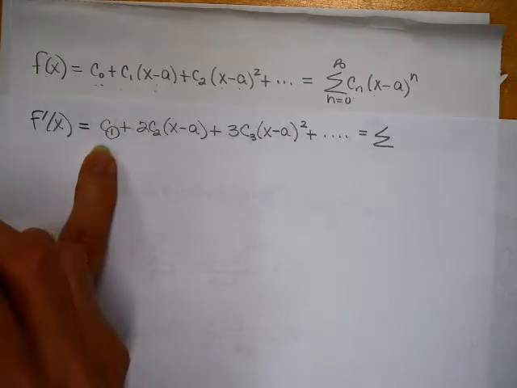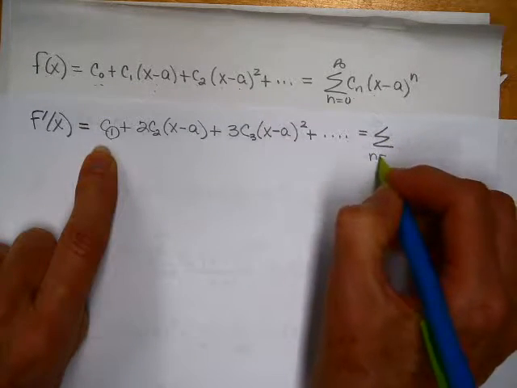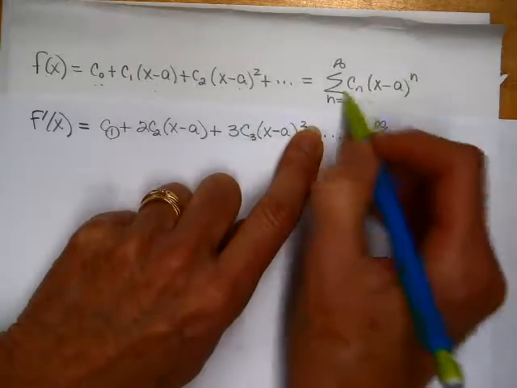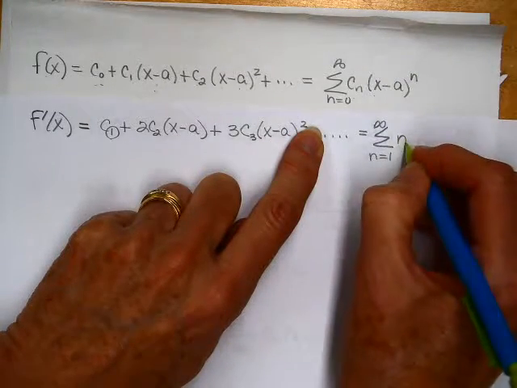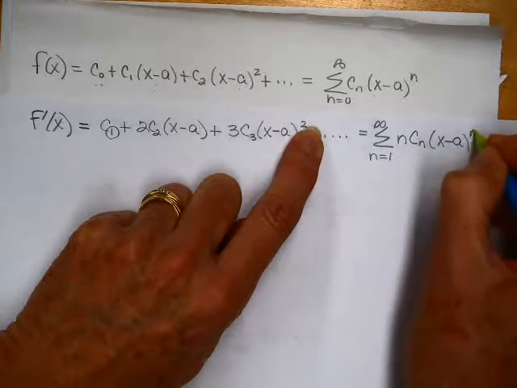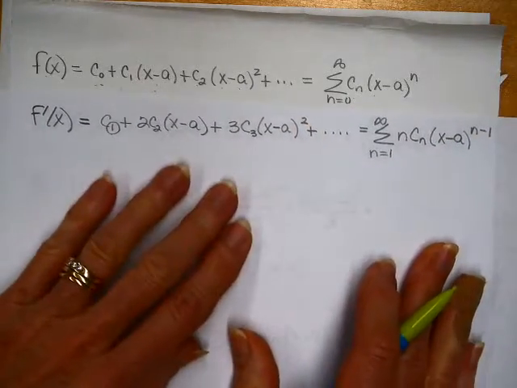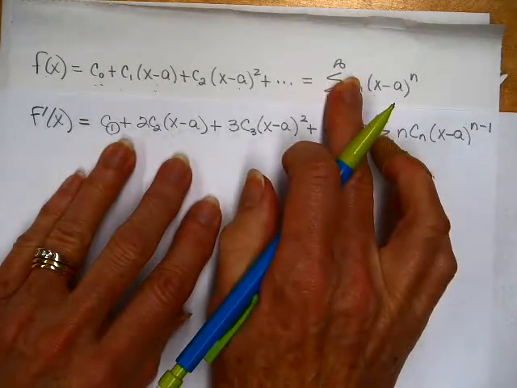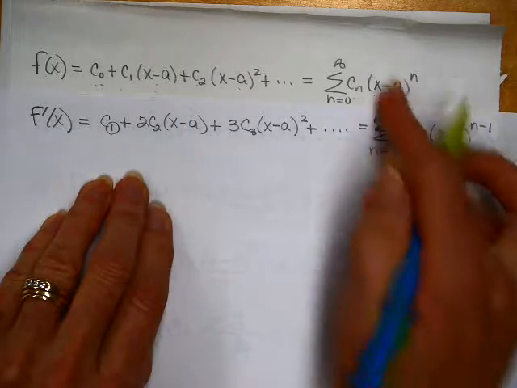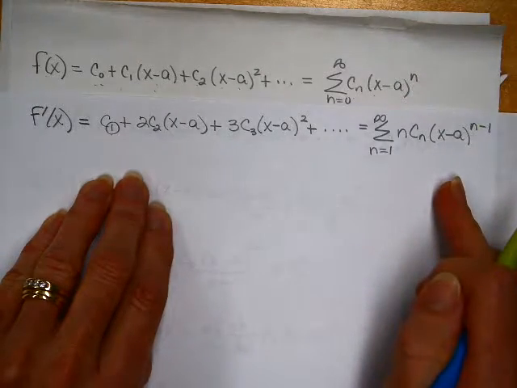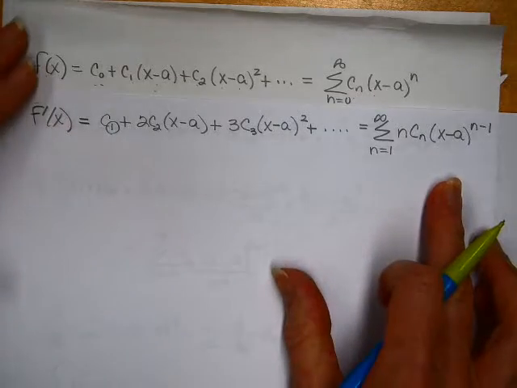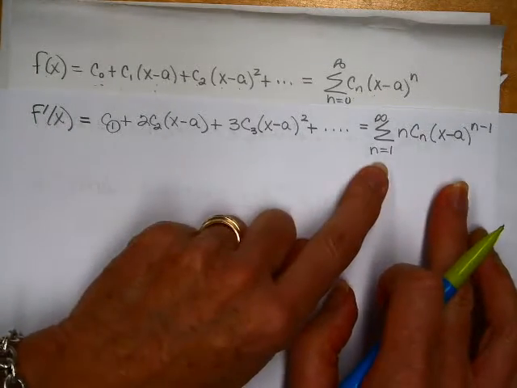You see this c sub 1? This series now starts at 1 to infinity. And the derivative of this is n c sub n x minus a to the n minus 1. You take a derivative of the power series, you can take it term by term, or you can take the derivative of this series right here. When you take a derivative, you lose a term.